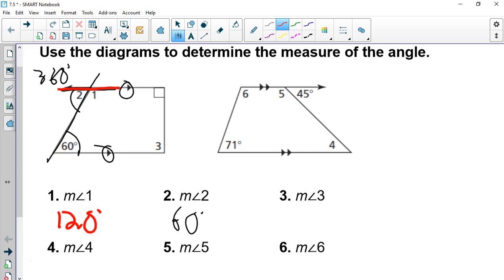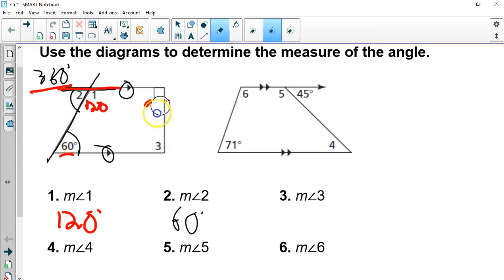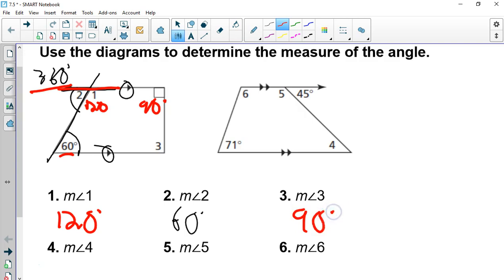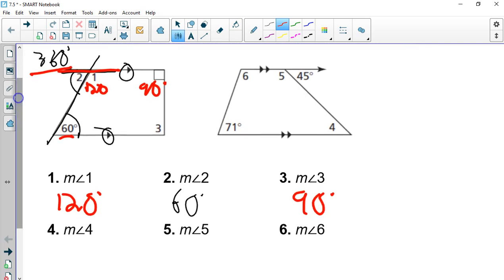Now, we're going to come back to this important information right here. If we know we have 120 here, we have 60 here, and we have 90 here, that's what that symbol means. Yes, that is a 90. So, if we add those up and subtract from 360, we will get 90 degrees also on number 3.